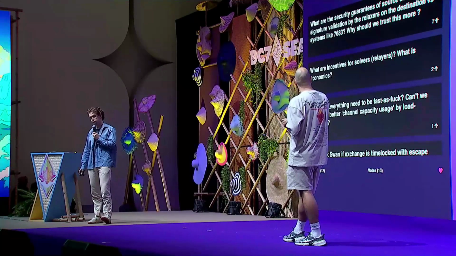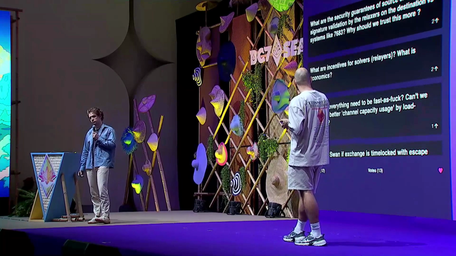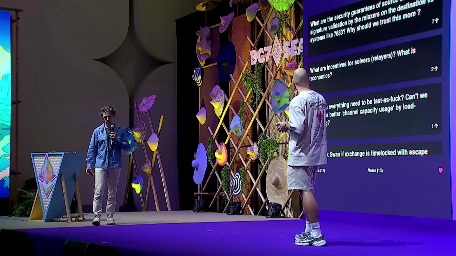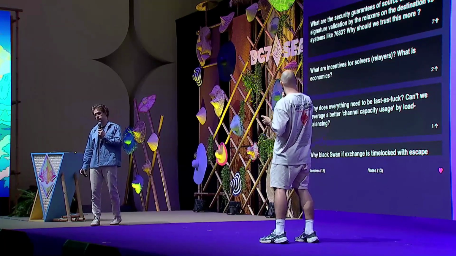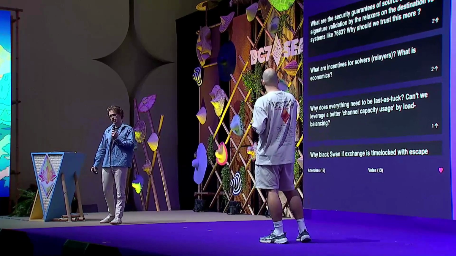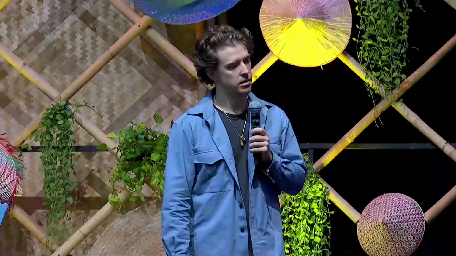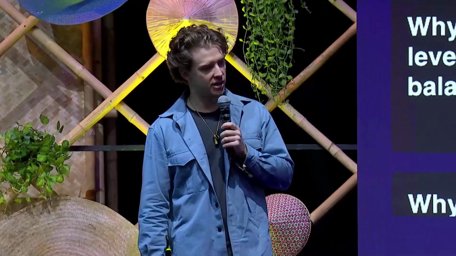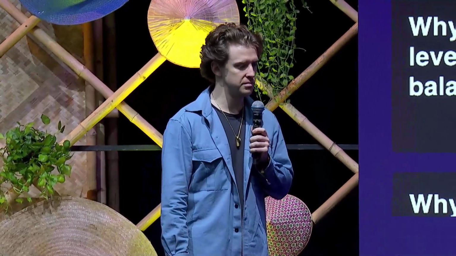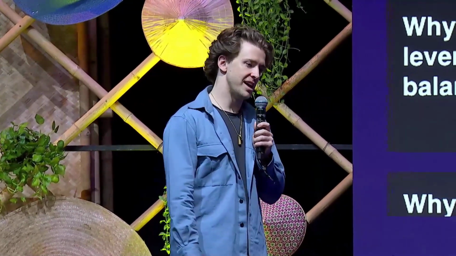Okay, what are the security guarantees of source chain signature validation by the relayers on the destination versus systems like 7683, and why should we trust this more? Okay, I don't get the middle part of this question, but I can say, okay, what's the difference in the resource locks between an intent bridge and a resource lock bridge?